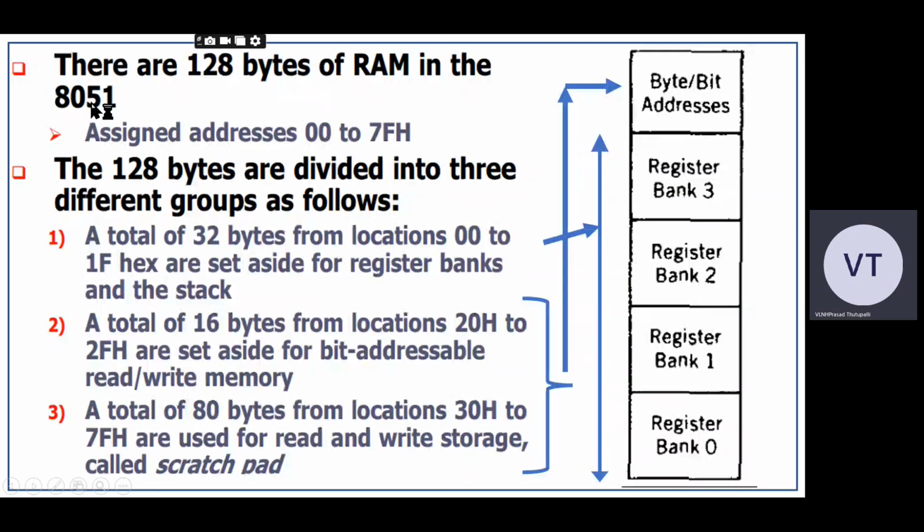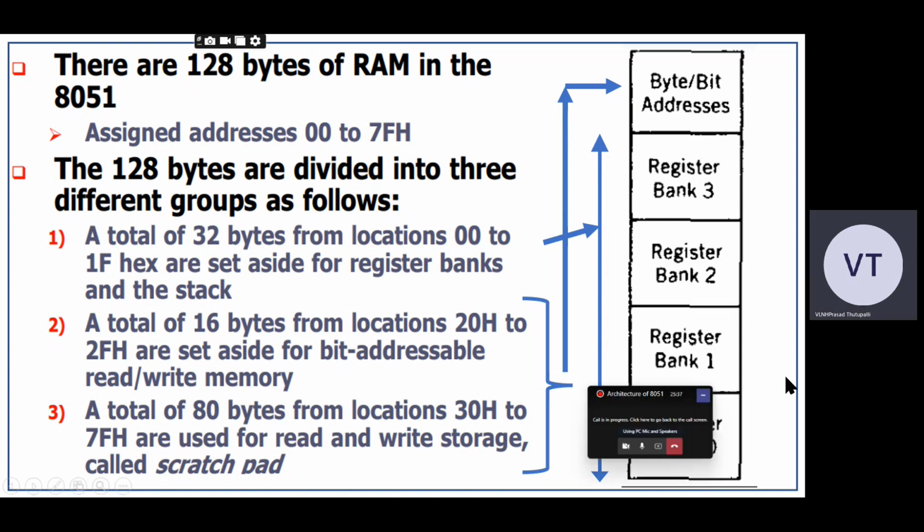So the 8051 microcontroller comes with a certain amount of RAM. The one we are considering comes with 128 bytes of RAM. These 128 bytes of RAM are divided into three different groups.